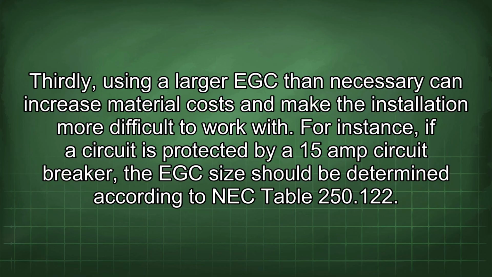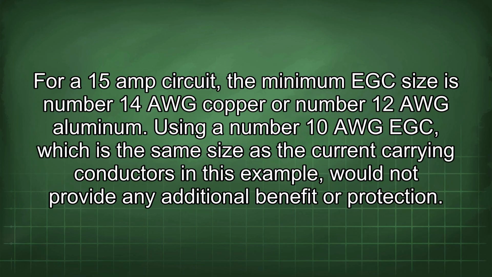For instance, if a circuit is protected by a 15-amp circuit breaker, the EGC size should be determined according to NEC Table 250.122. For a 15-amp circuit, the minimum EGC size is number 14 AWG copper or number 12 AWG aluminum. Using a number 10 AWG EGC, which is the same size as the current carrying conductors in this example, would not provide any additional benefit or protection.